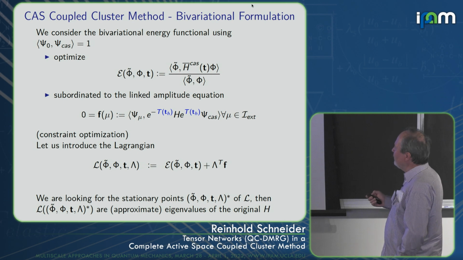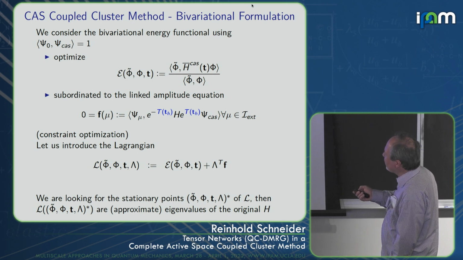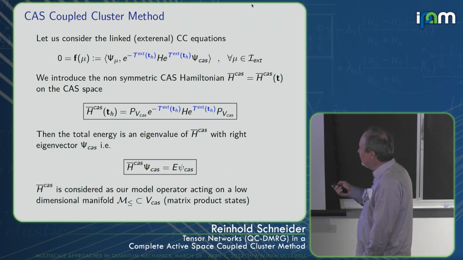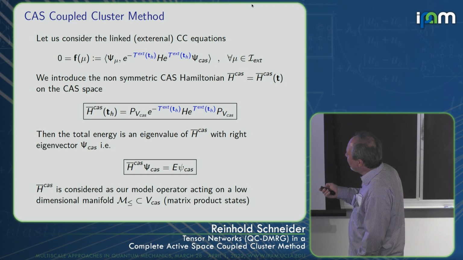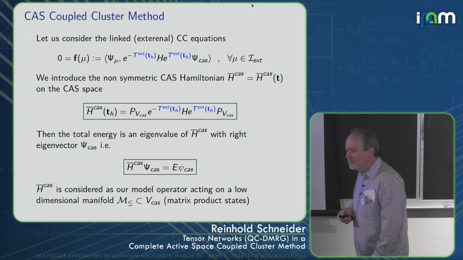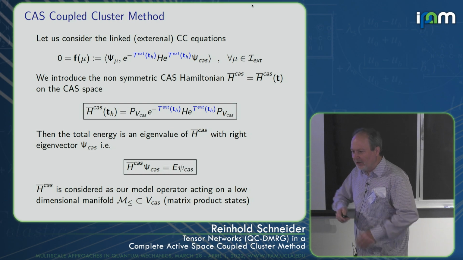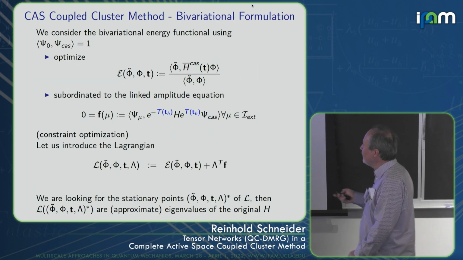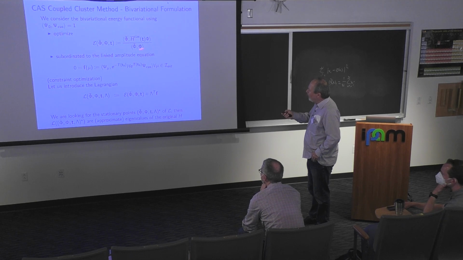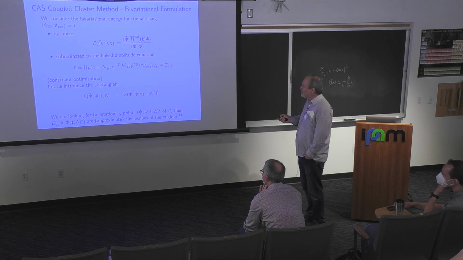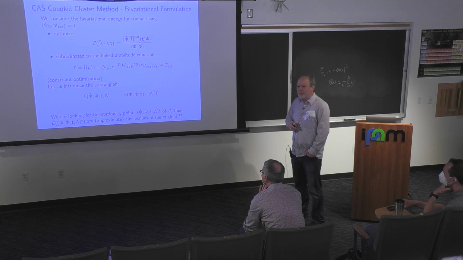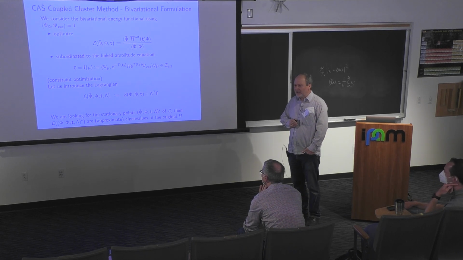Okay. And now we want to optimize this expression depending on psi tilde and psi. Additionally, what we have to keep in mind is that our operator here depends on the coupled cluster amplitudes, and they are not known a priori. So we want to optimize it with respect to a constraint condition, and the constraint condition is the linked amplitude equations, okay?